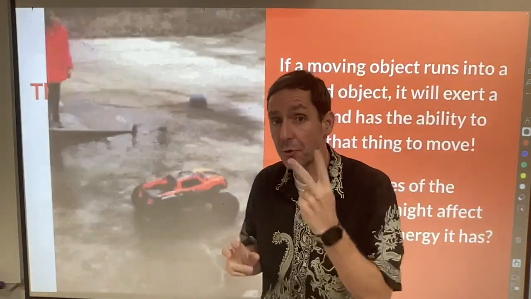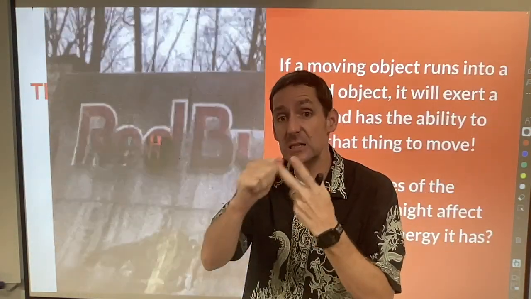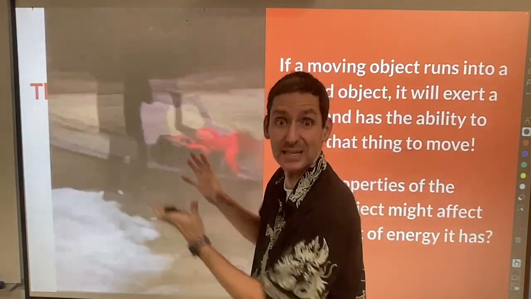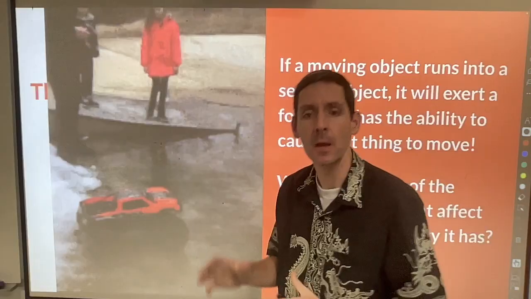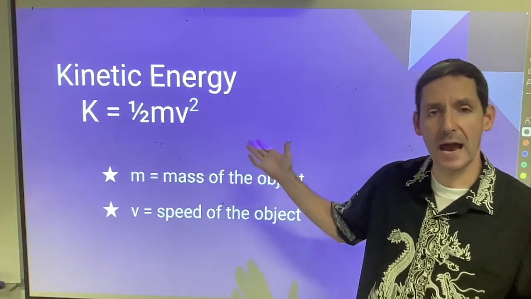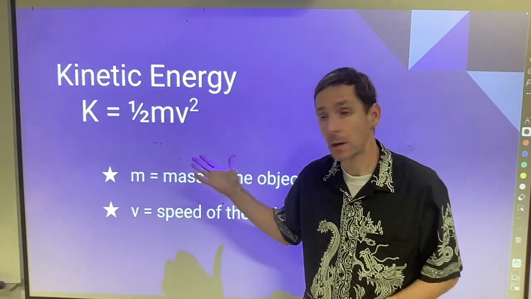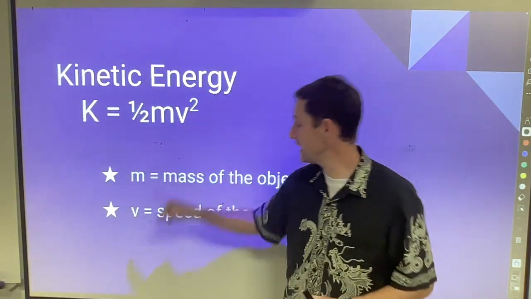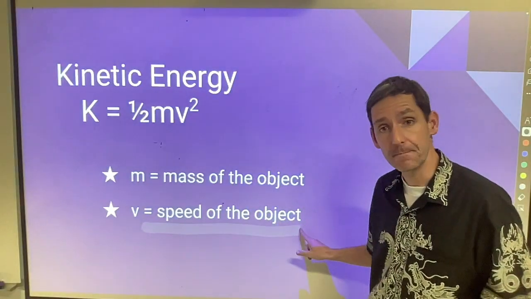So those two things, mass and speed, both affect the amount of energy of motion, kinetic energy, that that object has. So we put this together and it gives us our equation for kinetic energy. The equation for kinetic energy is 1/2 mv squared, where m is the mass of the object and v is the speed of the object.